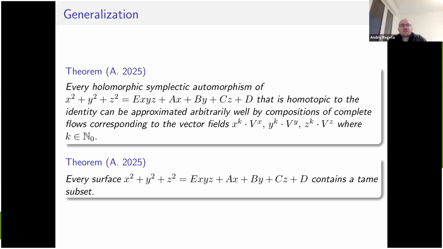Ivan? Okay, thank you, Rafael, for your excellent talk. But I have two questions. First, about this theorem about approximation. So your results say that we can approximate any holomorphic automorphism by compositions of these complete flows, right? Yes. But do you have an example of automorphisms which is not a composition itself, which needs this approximation? Okay, so in this very special case of Markov surfaces, I do not have a concrete example.